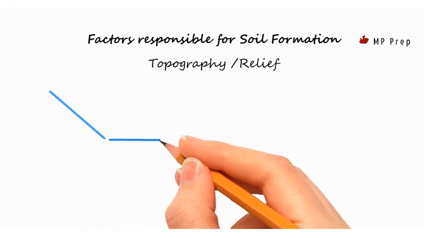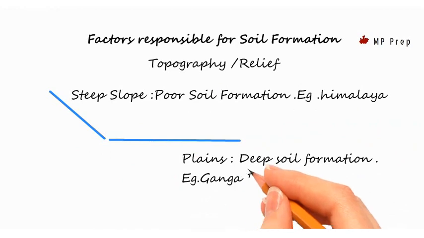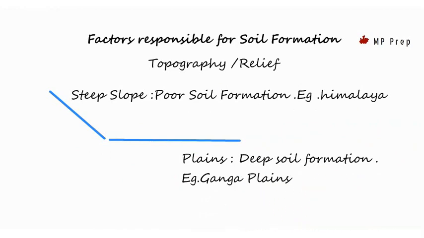Second soil forming factor is topography or relief. If the slope is very steep, soil won't be able to stay there for much long and you will get poor soil depth as we see in Himalayas. But if soil is getting deposited on plains, you will get deep formations like in Ganga flood plains.